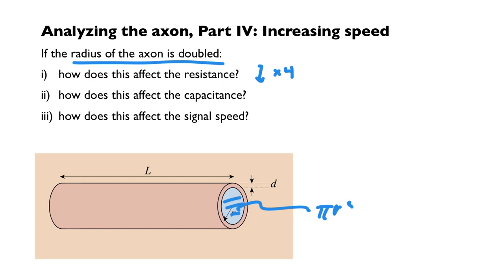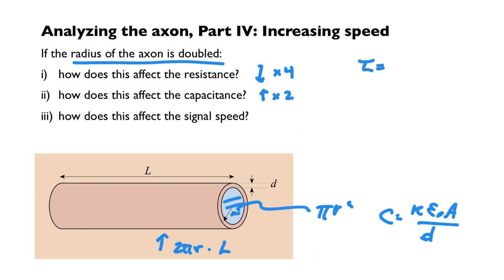The capacitance is going to go up because I'm going to take the area, and remember we said the area was 2 pi r times L. That's going to go up by a factor of 2, and the capacitance is kappa times epsilon 0 times A divided by D. D doesn't change. That's the thickness of the cell membrane. Capacitance goes up by a factor of 2. Net result, tau, which is equal to R times C, is going to go down by a factor of 2, which means the signal speed is going to go up by a factor of 2.